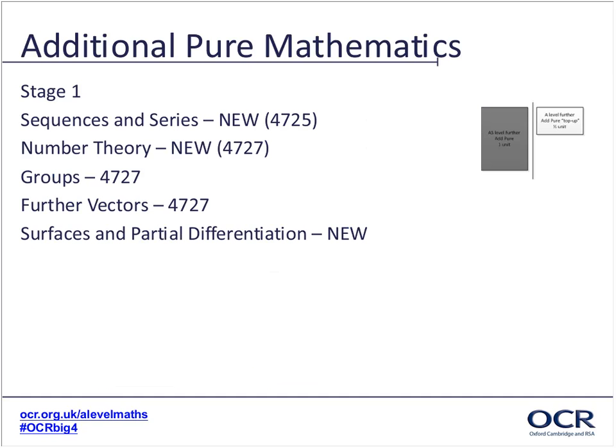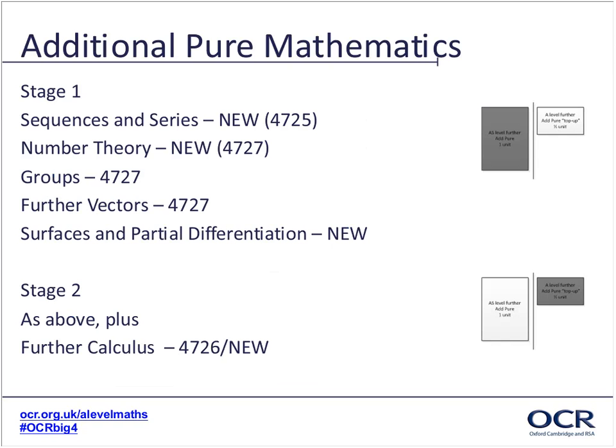The additional pure mathematics, so I've already talked about these topics briefly. Some of this is brand new, it hasn't been seen for some years in post 16, with number theory and surfaces and partial differentiation. There's also then groups and further vectors, which talks about the vector product and scalar triple product, and the sequences and series, which is recurrence relations, drawing on the work that they do on second order differential equations in the further pure core, connecting that in with second order recurrence relations. So it makes a really nice coherent whole of the pure content.